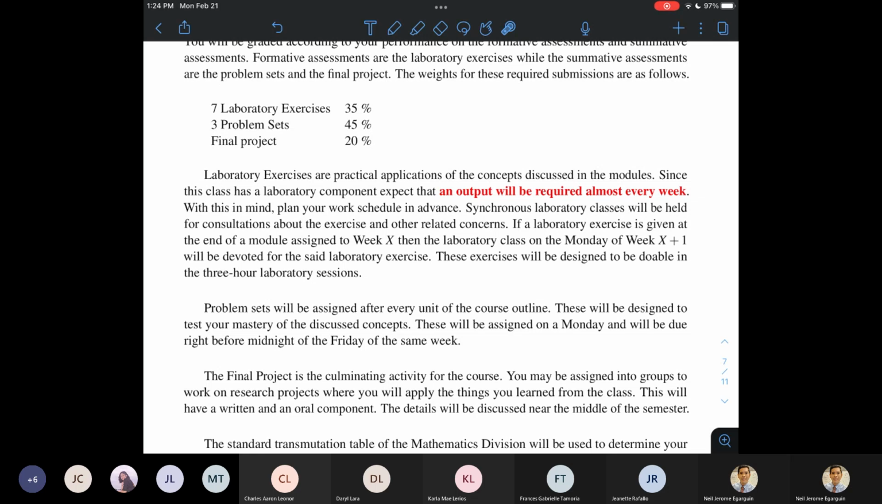So if our topic is in week X, it will be the subject of the laboratory exercise for week X plus 1. That's the idea. Here you will do your lab exercise. So please expect that you will have a required submission every week. I made it so that if we have a problem set due for a certain week, you won't have a lab exercise for that week. That's the idea behind the 1 to 4 schedule.